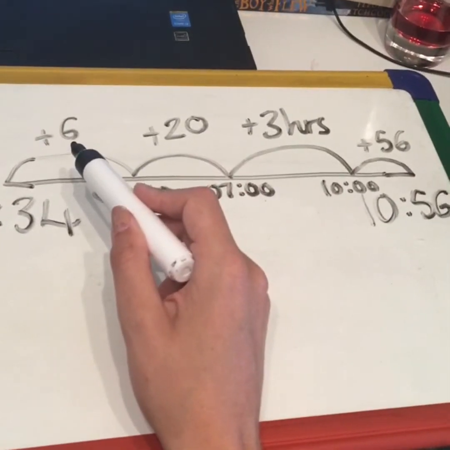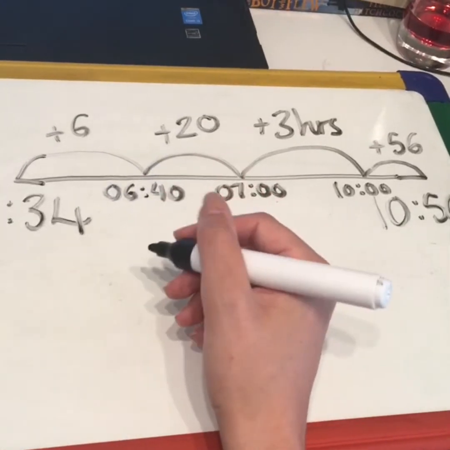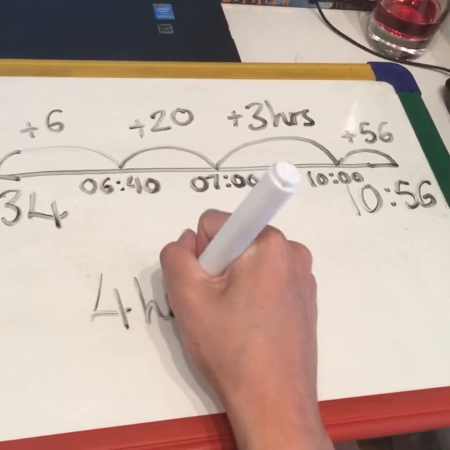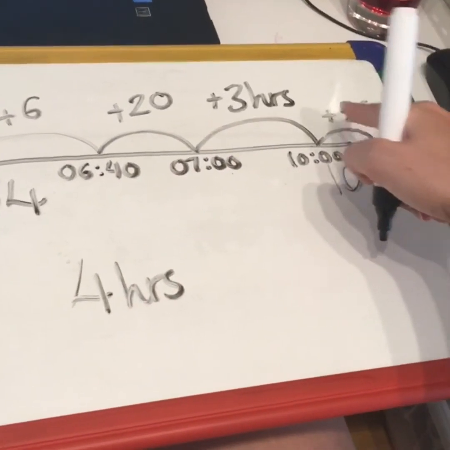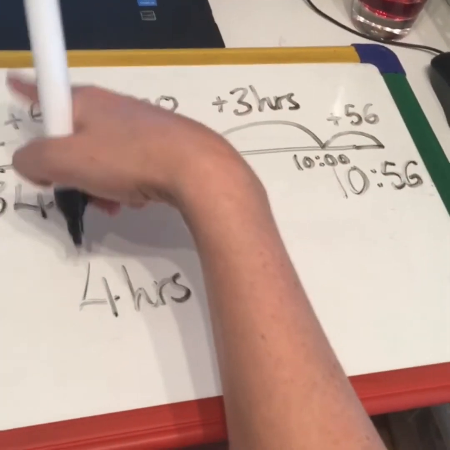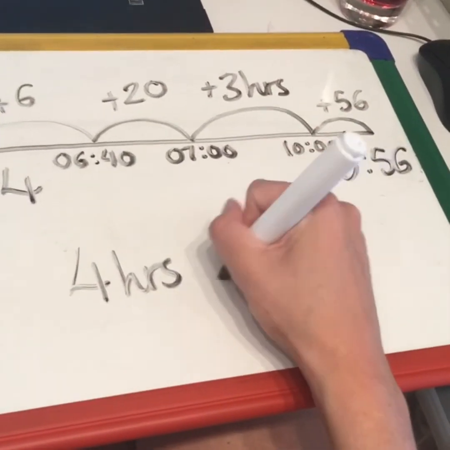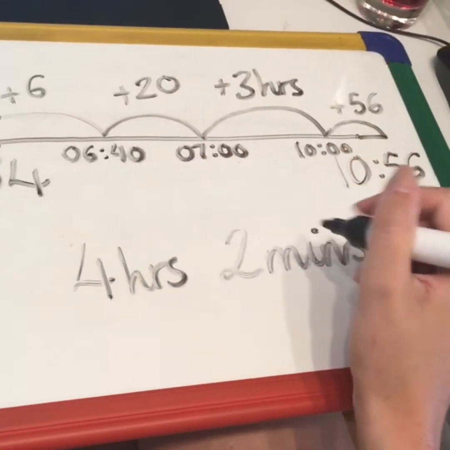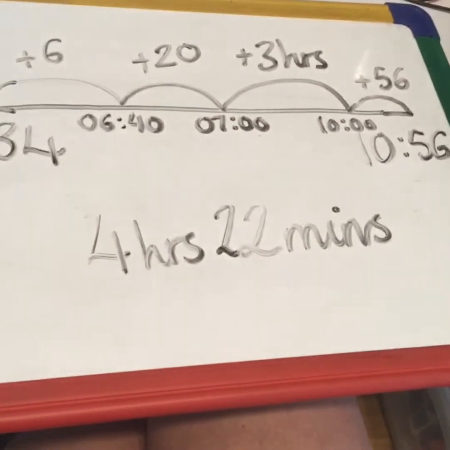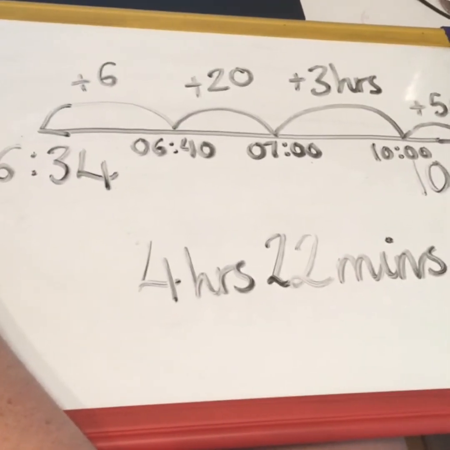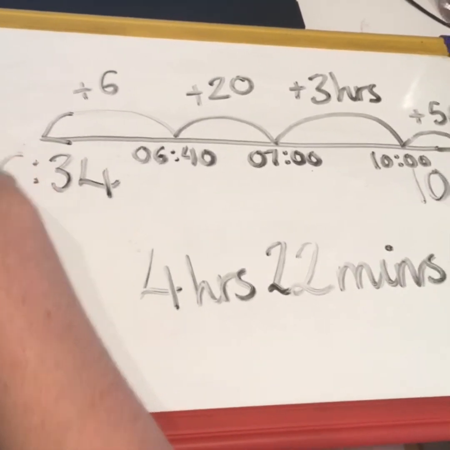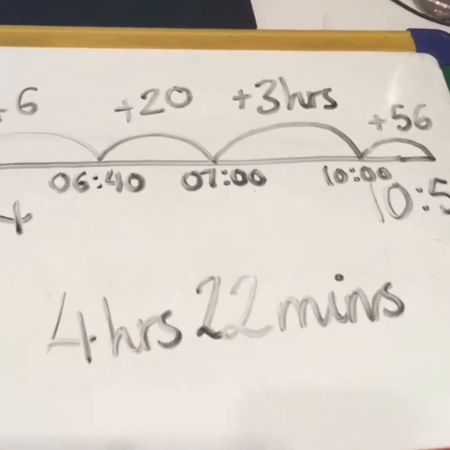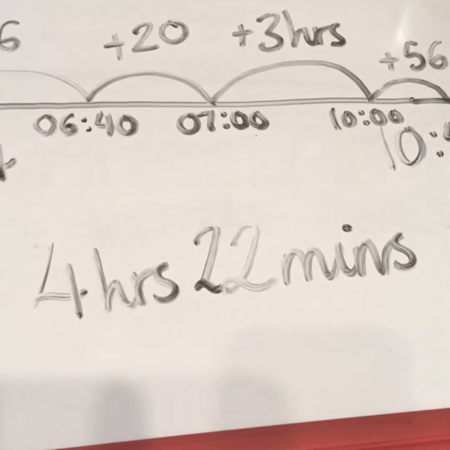If we add those 6 minutes, we've now got 4 hours because we've gone over that 60 minutes. So we've got 3 hours, 56, add 6 would be 4 hours now and 2 minutes, and we need to add this 20 minutes, and now we've got 4 hours and 22 minutes. And this is why you've always got to be on time and not miss your train. He's had to wait 4 hours and 22 minutes to do that journey.